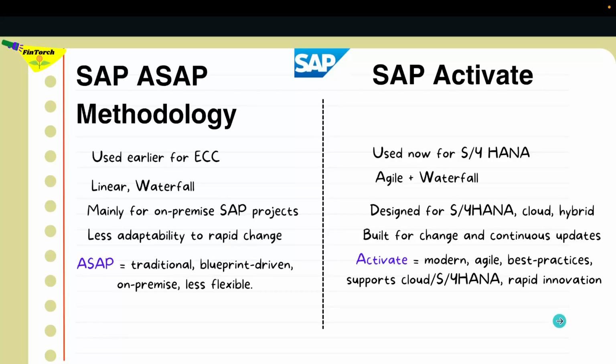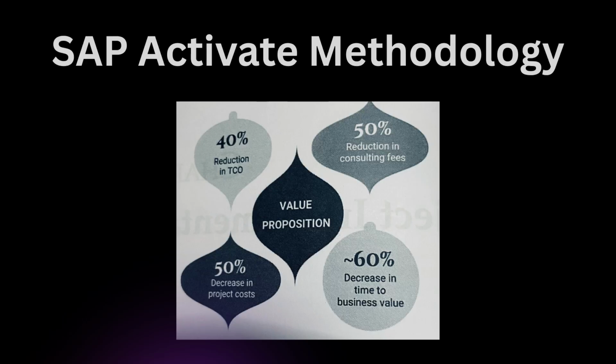Apart from this, SAP Activate methodology delivers some value proposition. These are a few standard value propositions derived from using this methodology: 40% reduction in TCO, total cost of ownership, 50% reduction in consulting fees, 50% decrease in project cost, and approximately 60% decrease in time to business value. So these are the benefits of using SAP Activate methodology.